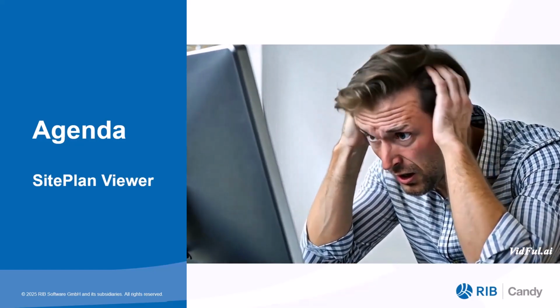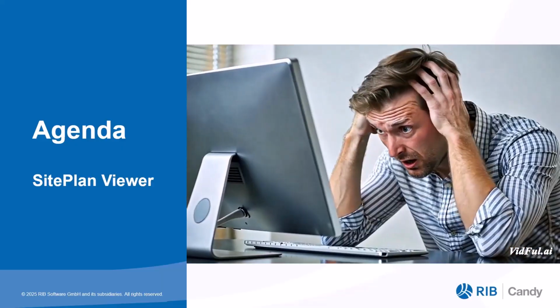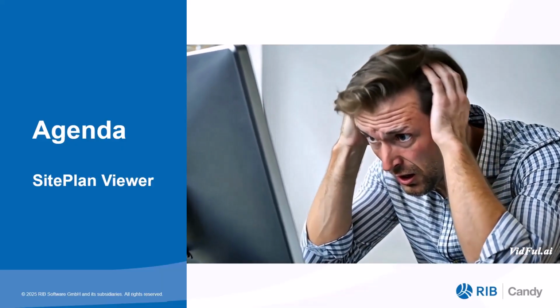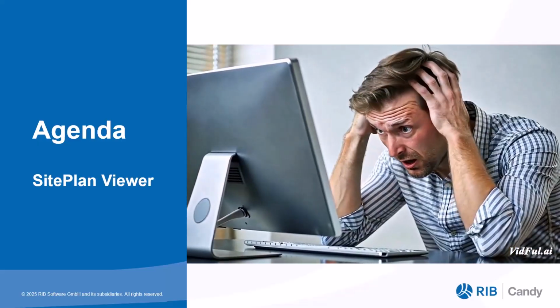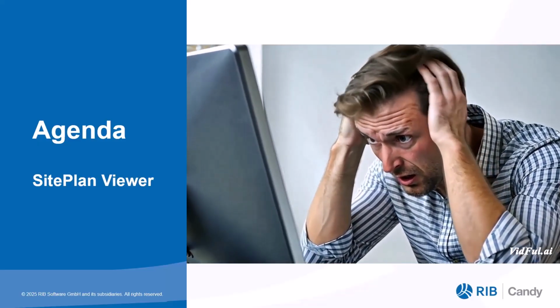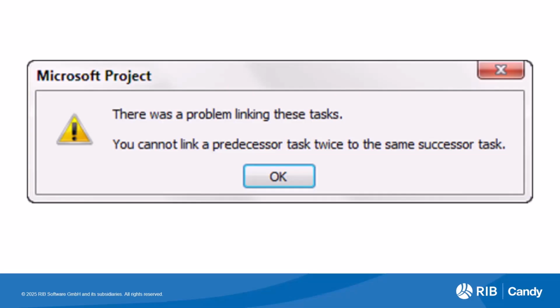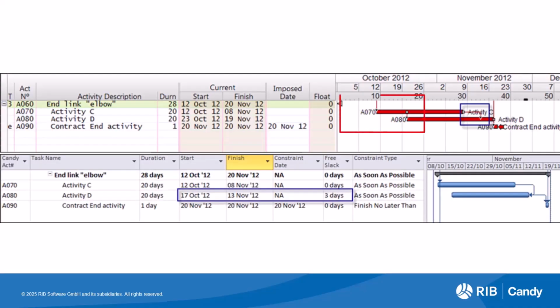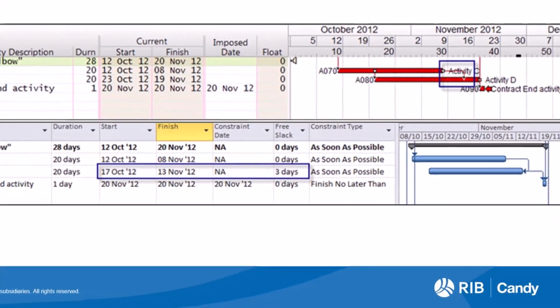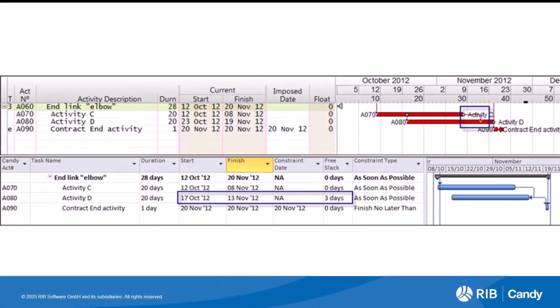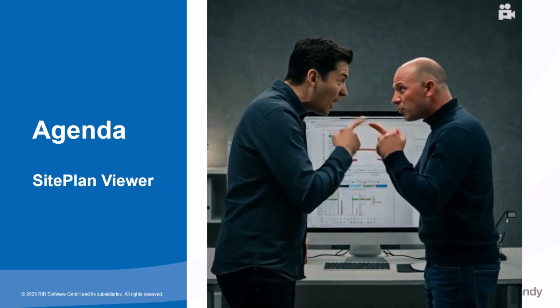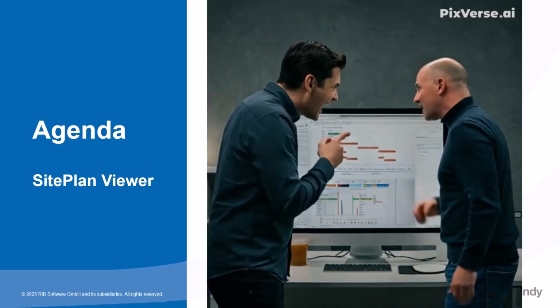For instance, a specialized function in Candy, such as tied or hammock activities, where one of the logic links gets altered or ignored due to different conventions, might lead to discrepancies in the program. Additionally, a limitation in Microsoft Project prevents the same predecessor from having both start-to-start and end-to-end links within an activity. This causes the start-to-start link to be omitted during conversions, potentially resulting in discrepancies in dates between the original and converted schedules. Such discrepancies often lead to frustration and conflicts between planners and consultants.